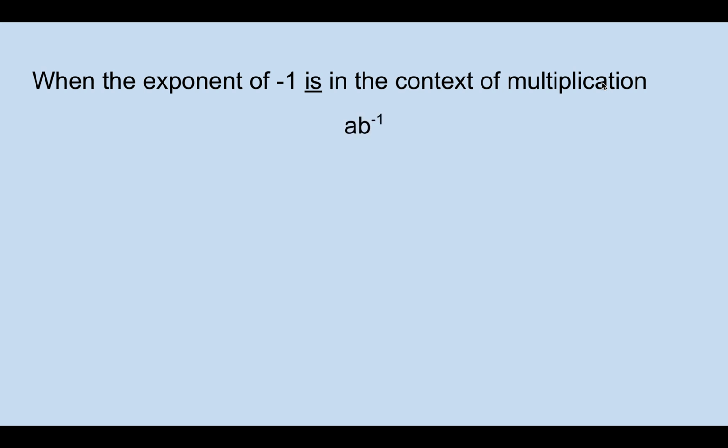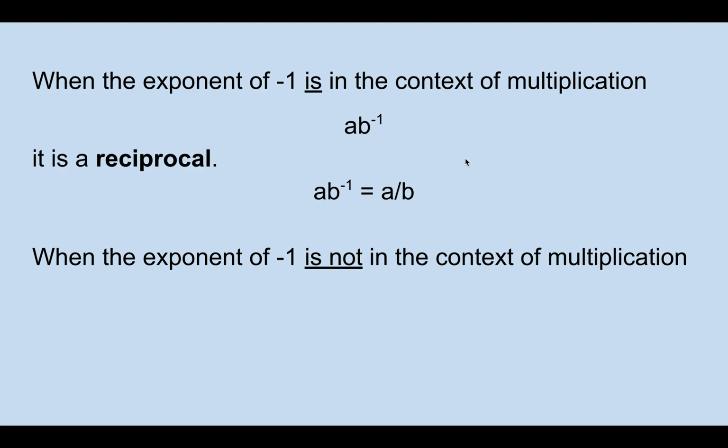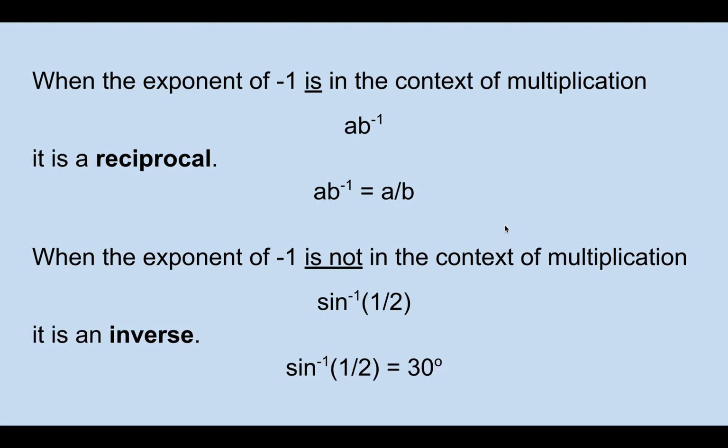When you have a times b to the negative 1, it's a reciprocal because it's a multiplication case. We could also represent b to the negative 1 as the reciprocal, 1 over b. When we have not multiplication, so functions, like inverse sine of 1/2, sine is a function of this ratio. This is not sine times, so that's an inverse. We can see inverse sine of 1/2 in degree mode is 30 degrees. That's the difference. If it's a multiplication context, it's a reciprocal. If it's a function context, then it's an inverse.